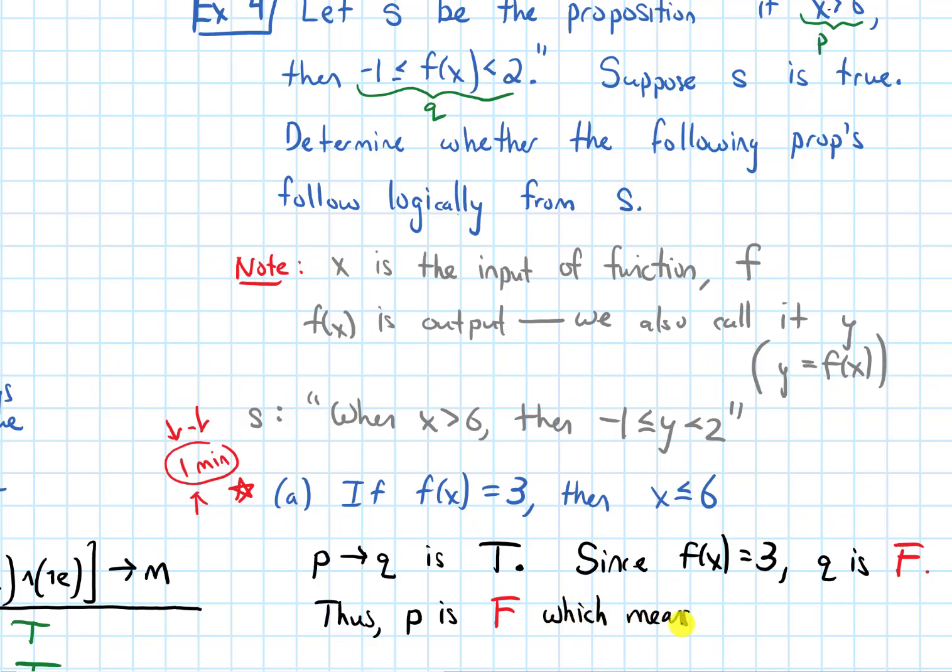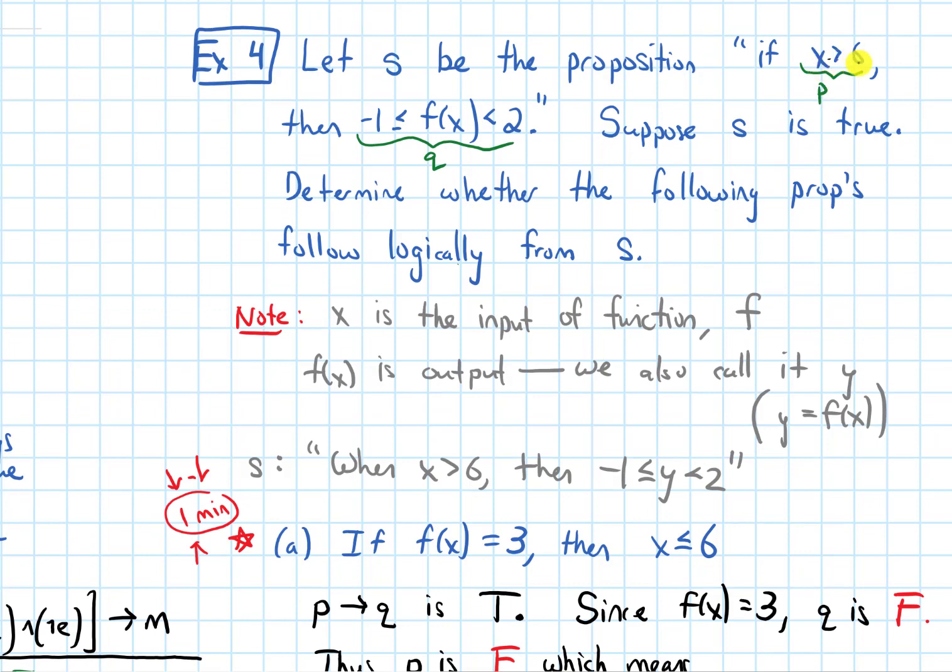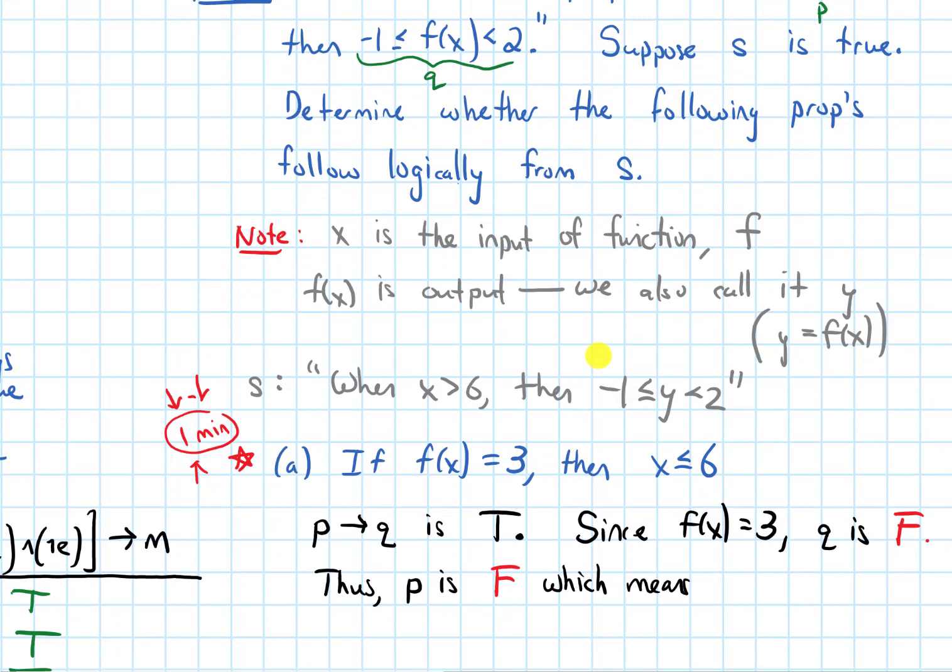Let's write down what that means. P is saying x is greater than 6. And if that's false, that means x is less than or equal to 6. And that is precisely what I wanted to conclude: x is less than or equal to 6. So this logically follows.